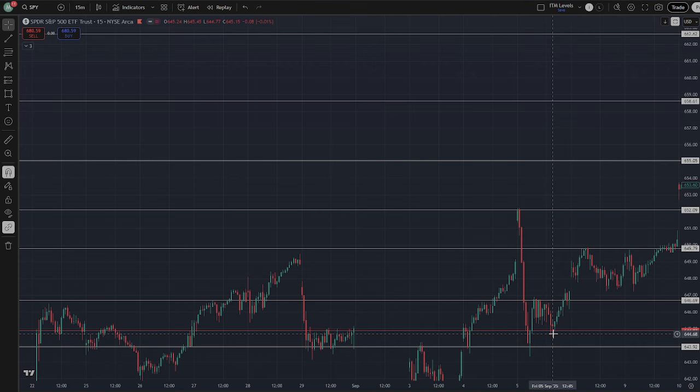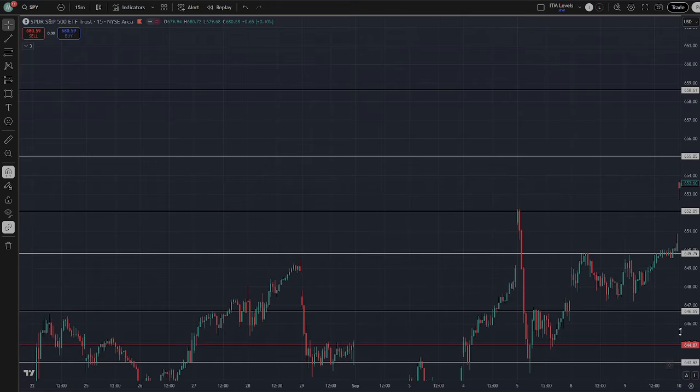I like to get them as close as possible to the key pivot, but on re-entries and stuff like that, supply and demand zones help us out a lot.